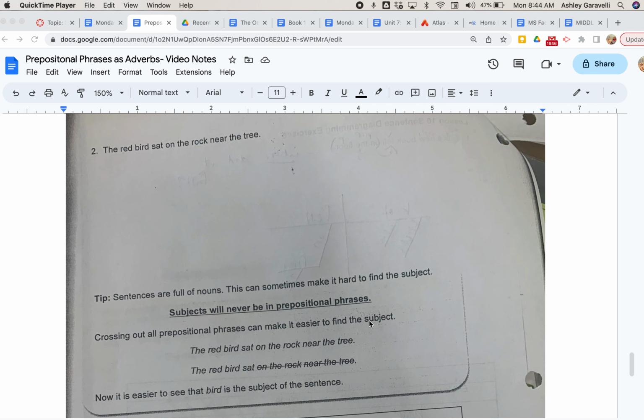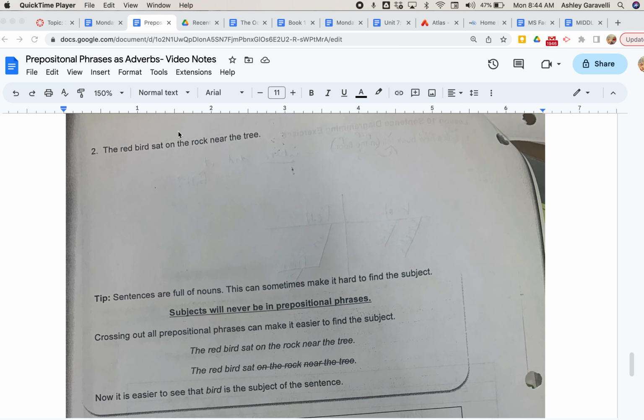Now, we are not crossing out prepositional phrases. We are going to put the prepositional phrases in parentheses. So the reason why we do that is for this same reason, so that you can focus in your mind that you know that this is my prepositional phrase and my subject is not inside of this prepositional phrase.